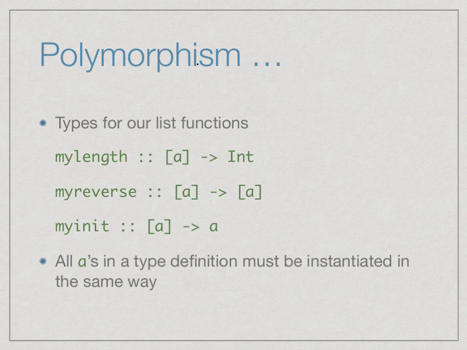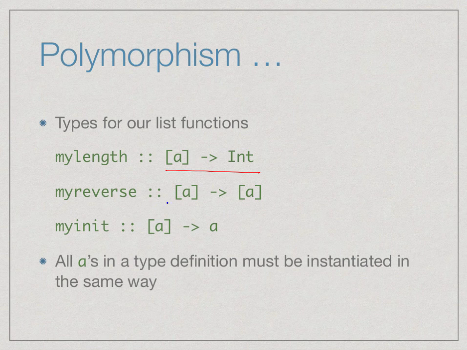So if we go back now to our list functions, what does myLength do? MyLength takes any list and produces the length. The length is a number, so the output type is int. The input type is unconstrained. It can be a list of any type A. So we write the type as list of A to int.